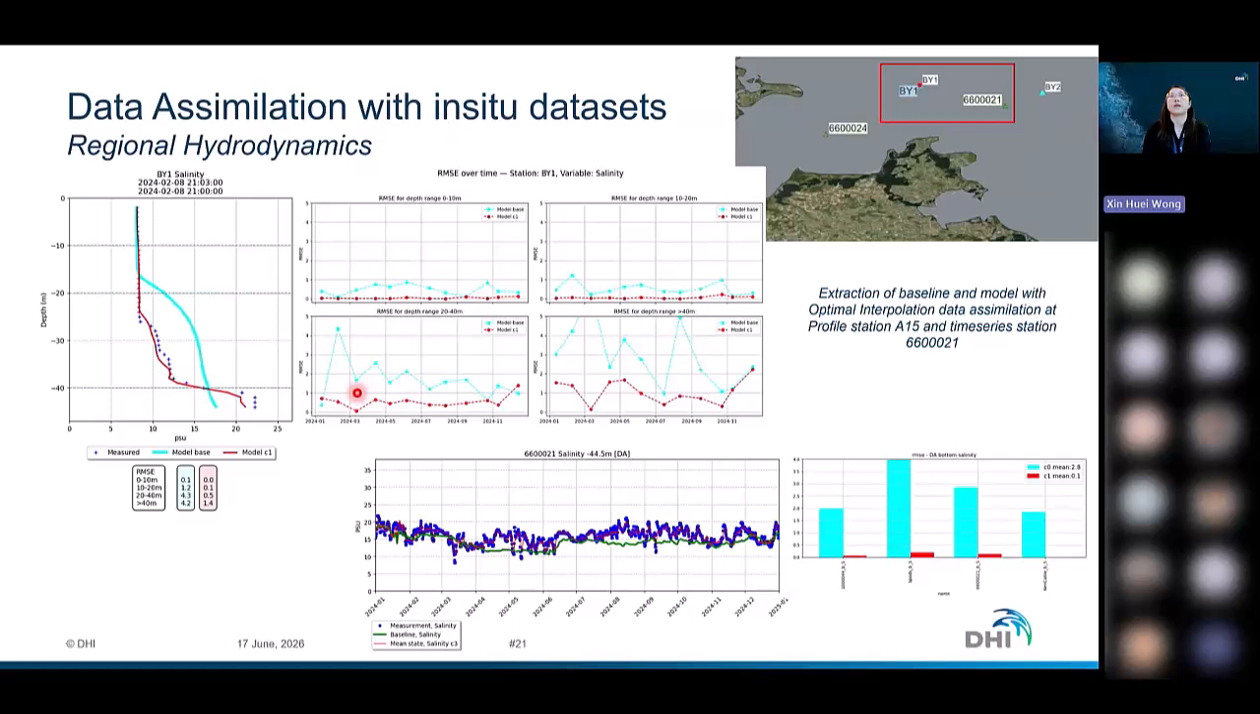The RMSE has shown improvement at different depths and over time across the model. We also see that for temperature, this is a profile station, and we have also seen that for a time series station where we have assimilated salinity at the bottom and reduced the RMSE significantly. This also means that when we have a better stratification and understanding of the model, it's likely that we can also predict the biogeochemistry a little bit better.